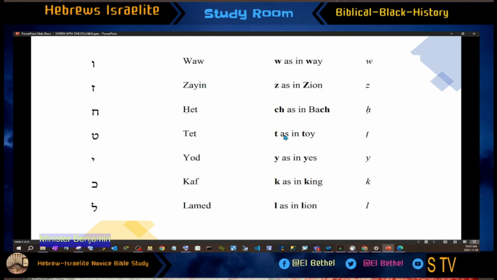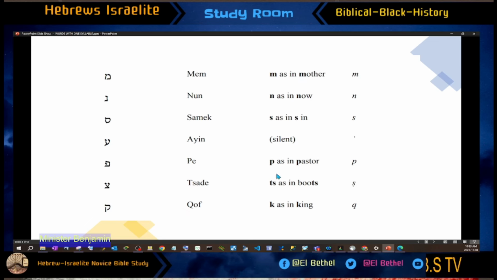The tet as in toy, the yod as in y for yes, the kaf. Sometimes the kaf is a little deeper as well, like half, because this one also has two sounds, right? Kaf, k as in king, the lamed, l as in lion, right? Let's go, almost there. Mem, m as in mother, nun, n as in now.